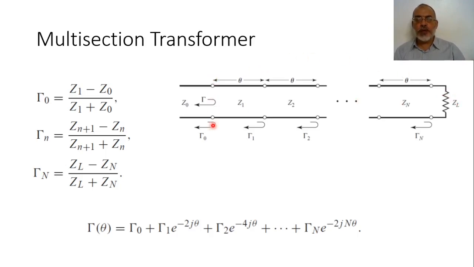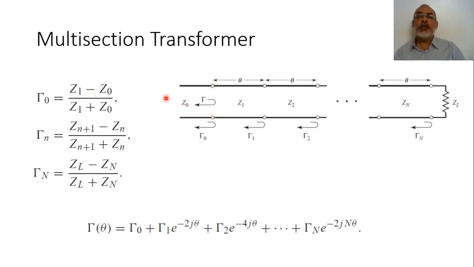At the first interface, we have gamma naught, which is (Z1 minus Z0) over (Z1 plus Z0). At the second interface, we have gamma 1, which is (Z2 minus Z1) over (Z2 plus Z1). And so on, until we reach gamma n, which is (Z load minus Zn) over (Z load plus Zn). So we have the reflection coefficient at the different interfaces.